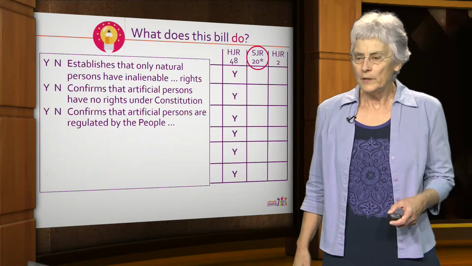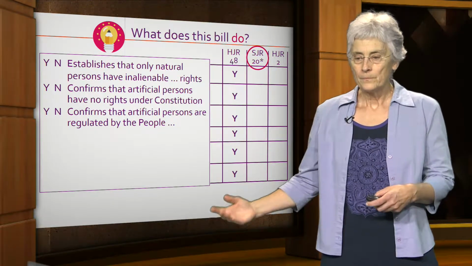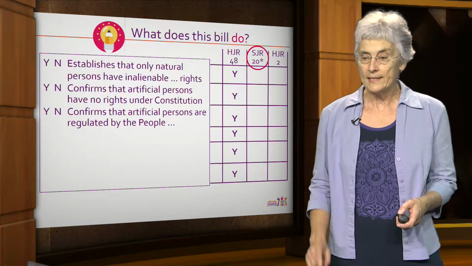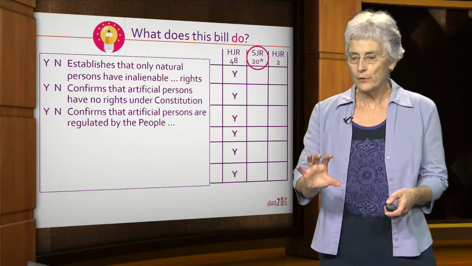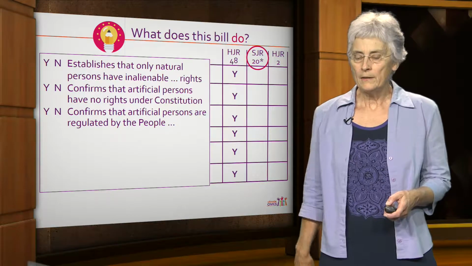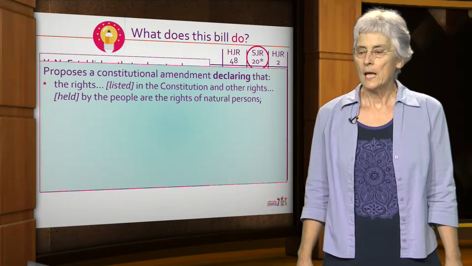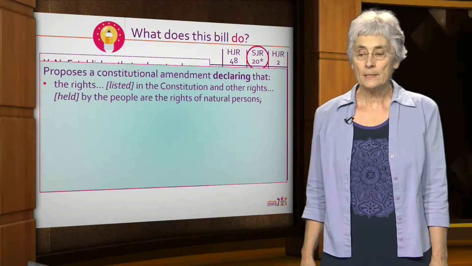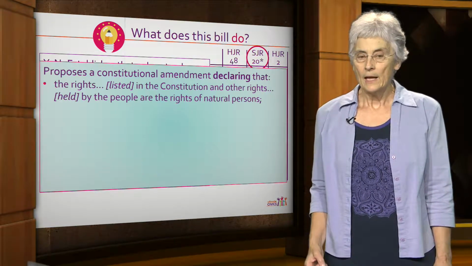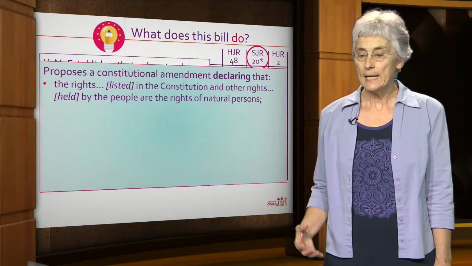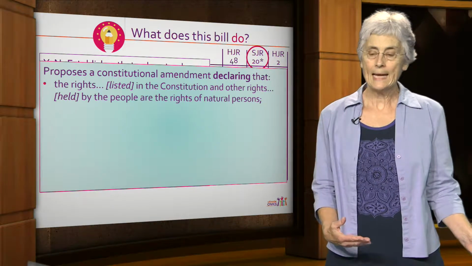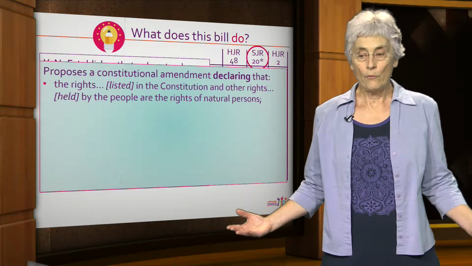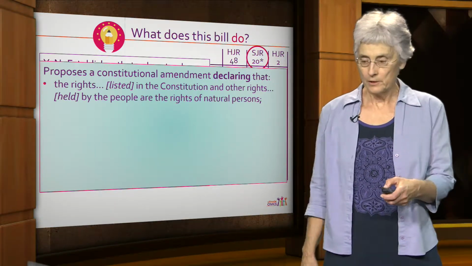So moving on with SJR 20, which if it's not introduced, there might be something that looks like it, so let's pay attention. First, regarding the artificial person. What does this proposal do? It proposes a constitutional amendment declaring that the rights listed in the Constitution and other rights held, retained by the people are the rights of natural persons. So far, so good.